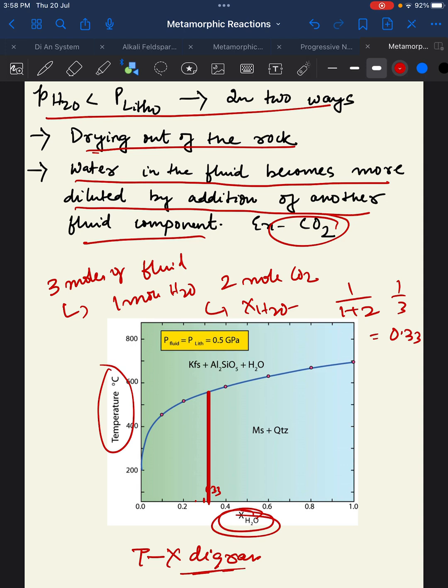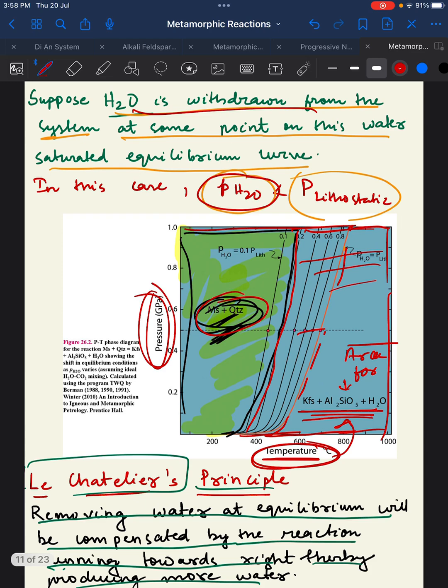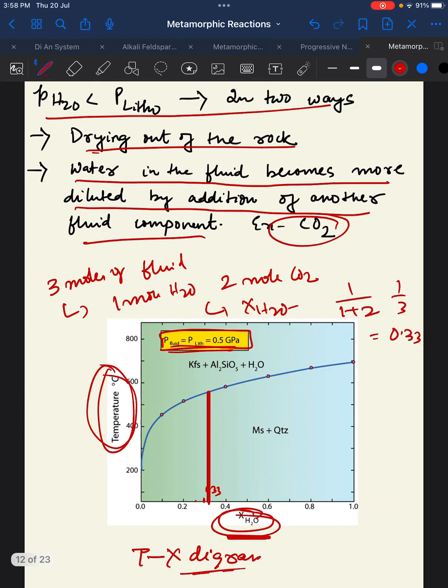The main concept here is that the system is now dependent on the composition of H2O, the X H2O, and the temperature, and we have a fixed pressure here. The pressure has been fixed here at 0.5 GPa. In the earlier case we had a variable pressure and a variable temperature, but now we have fixed the pressure, and only the temperature and the composition vary.